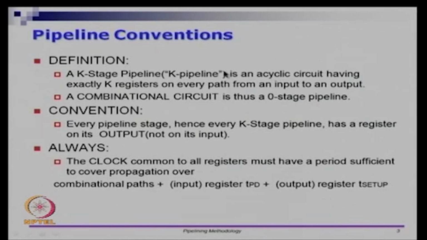A k-stage pipeline is an acyclic circuit which has exactly k flip-flops on every path from input to the output. This is a careful thing. It has exactly k registers, and this exactly is a key thing. Any input that is given from the external world goes through exactly k flip-flops to go to the output. If you use this definition, a combinational circuit is also a zero stage pipeline, because a combinational circuit does not have any flip-flops at all.